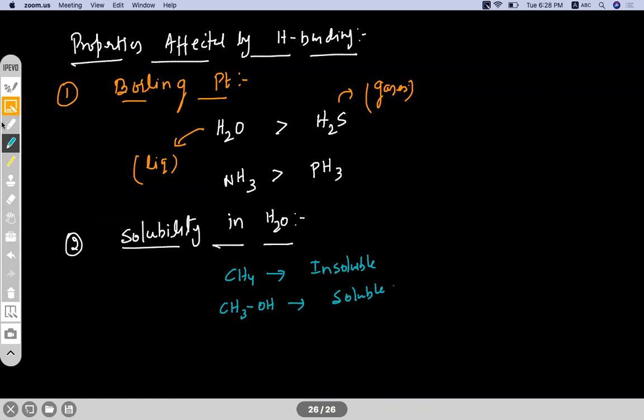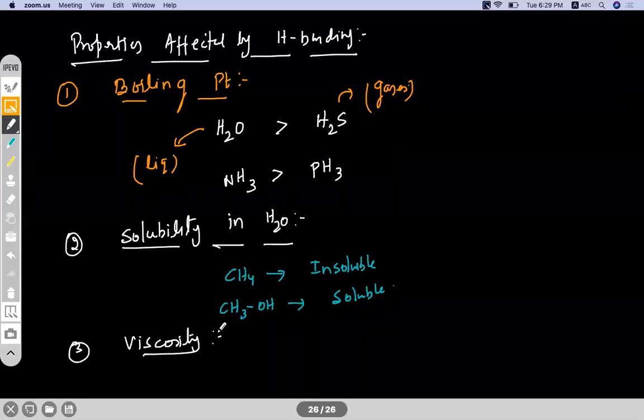Third and the last point here is viscosity. Due to hydrogen bonding, viscosity increases. Due to hydrogen bonding, viscosity increases. Okay, this is it for hydrogen bonding.